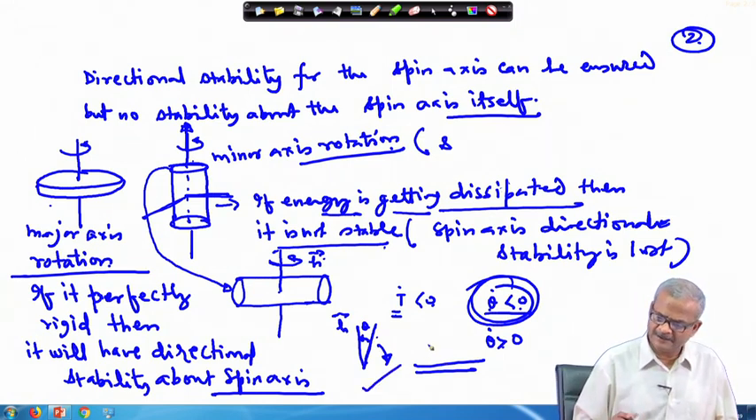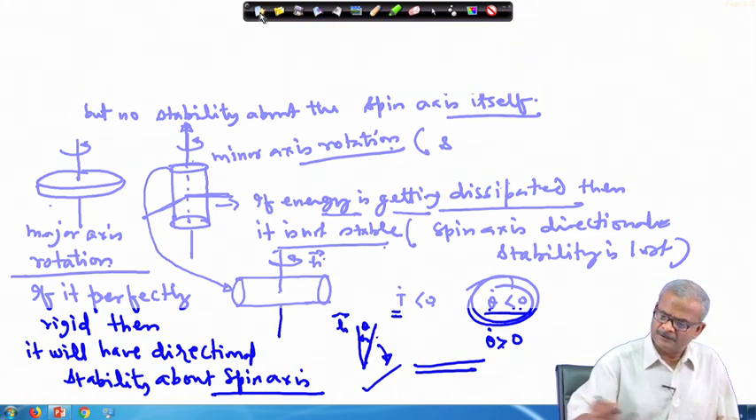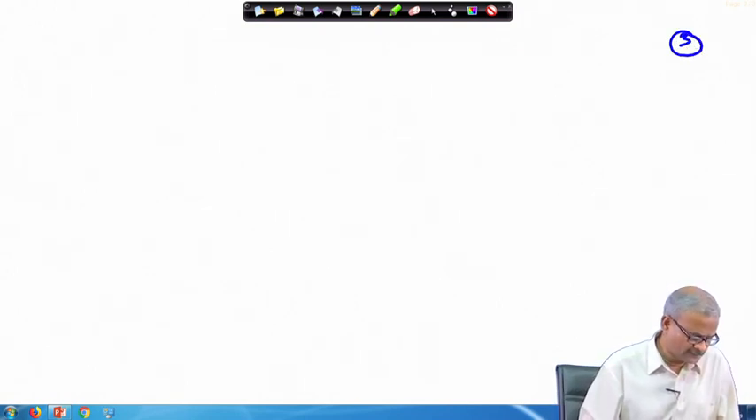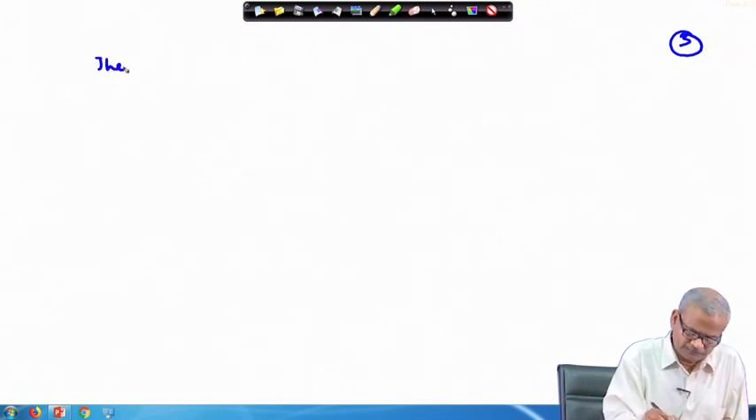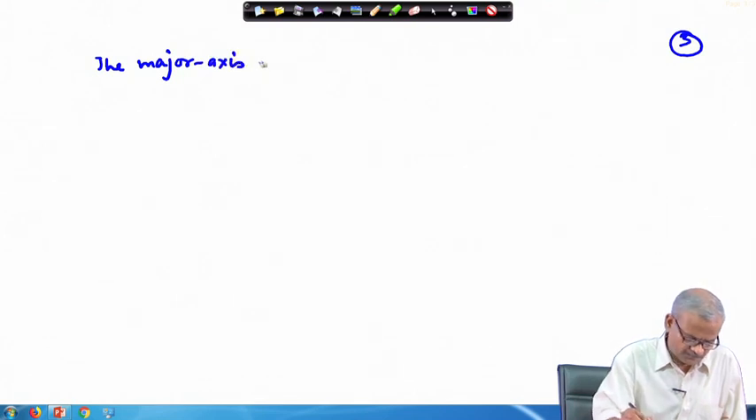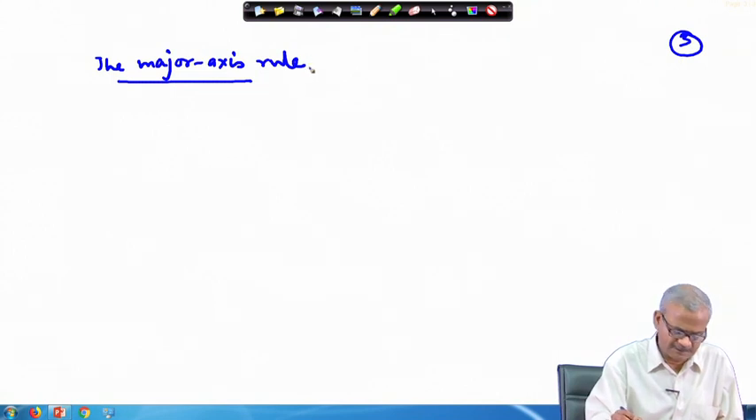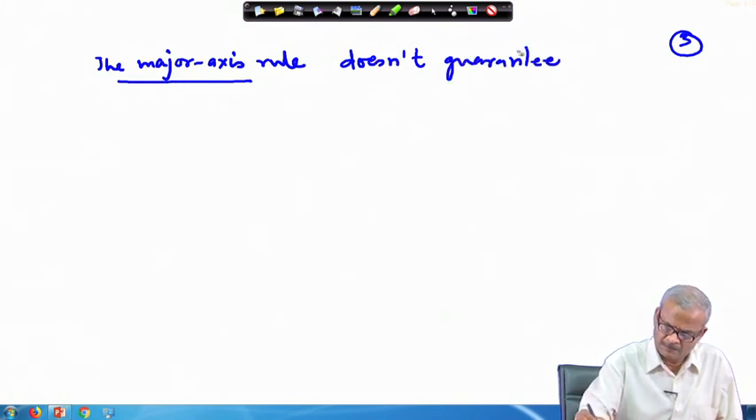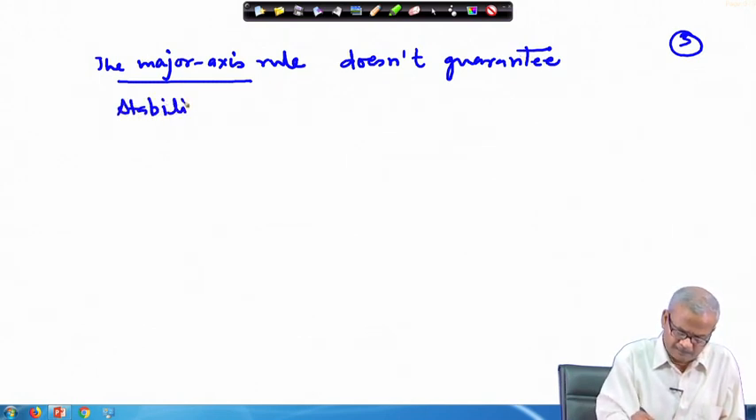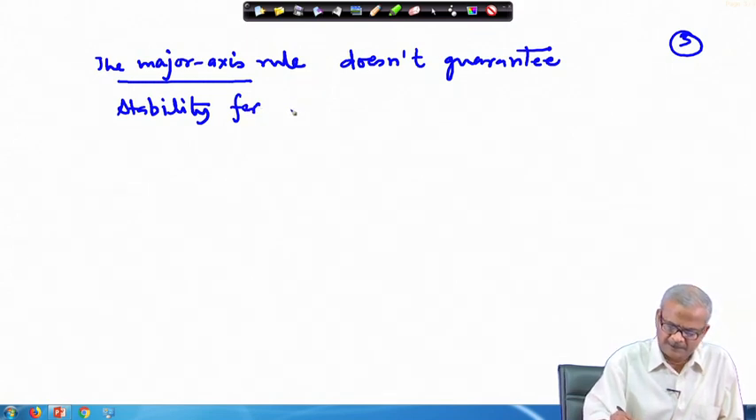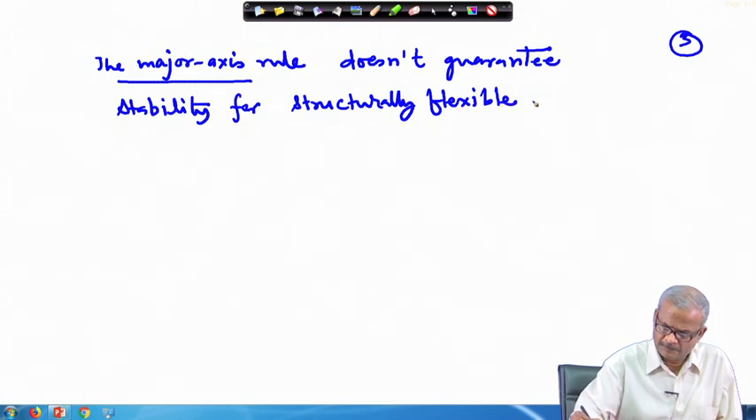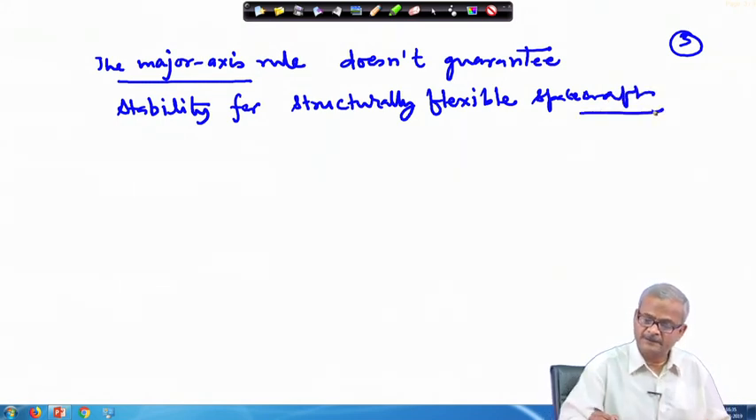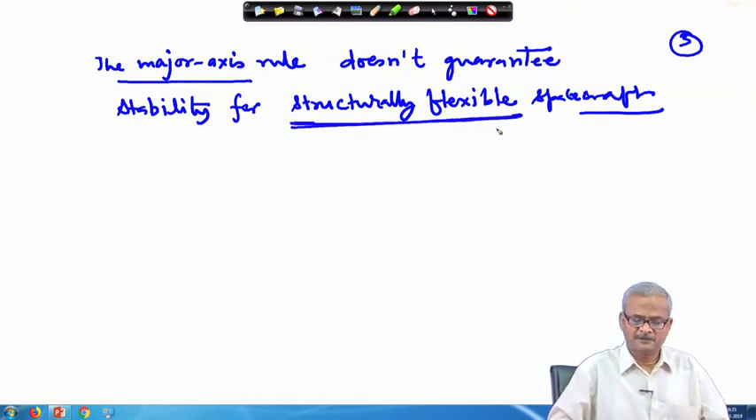So, we are just recapitulating before getting into the derivation of what we are looking for. What we conclude here: the major axis rule, meaning rotating about the major axis, does not guarantee stability for structurally flexible systems. We have assumed that energy dissipation is there, but we have not assumed that the system was structurally flexible. Okay, so this case we have not done.